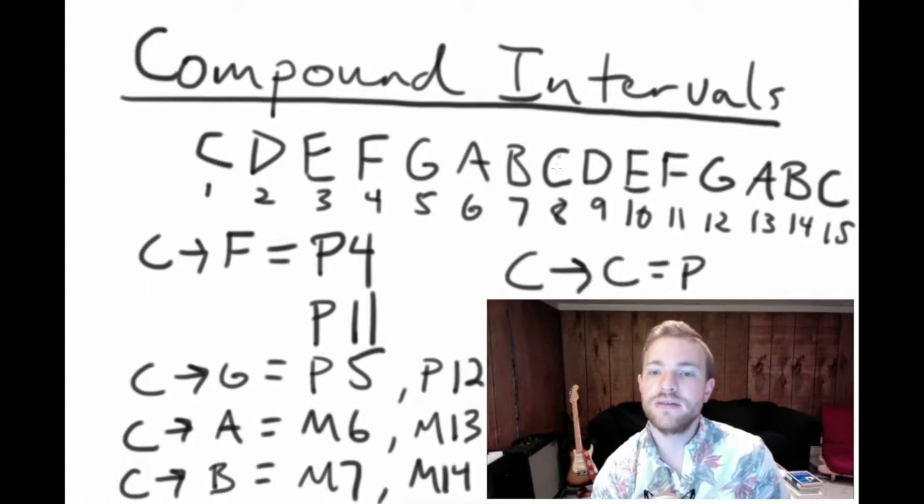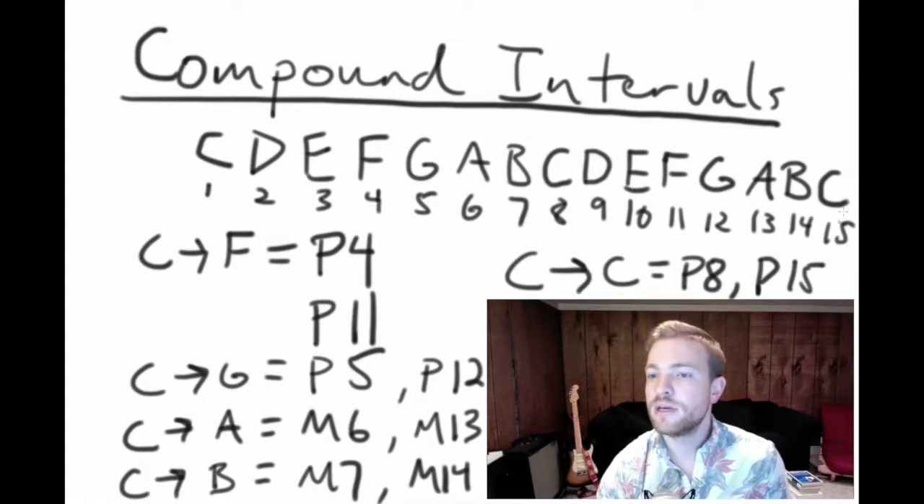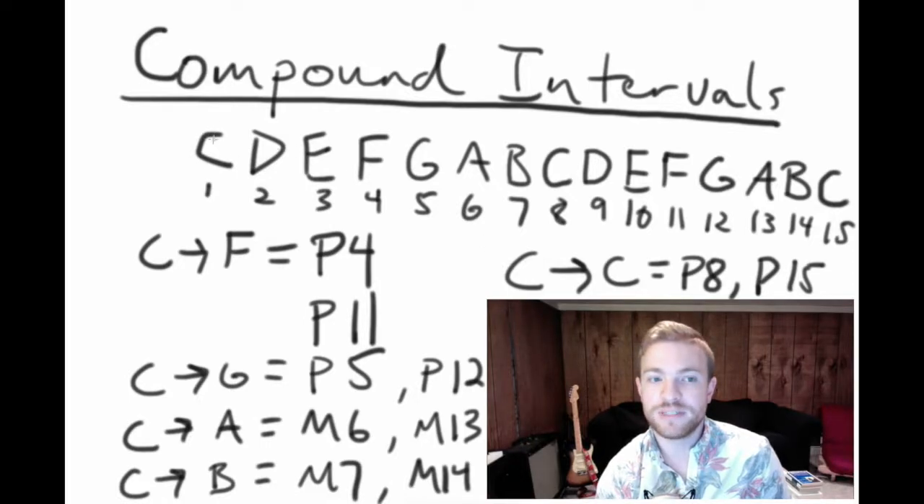from C to this C right here would be a perfect octave, right? But then you could also call that a perfect 15th, because from C to the C 2 octaves above would be 15 steps through that scale, okay? Another name for this interval from C all the way up to this C right here would just be a double octave. Makes sense. This is an octave. That's a double octave, right? So that's how compound intervals work.